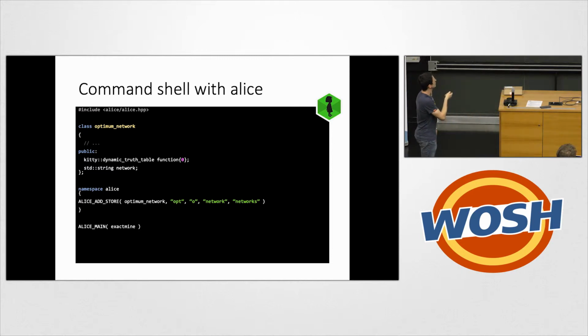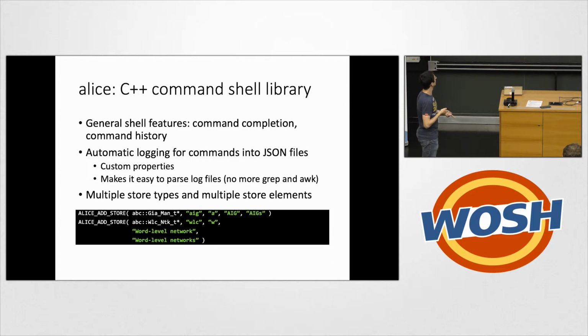Okay, let's look at Alice. Alice is a command shell interface, a command shell library, C++ code. We have a bit of macro syntax here to make it a bit nicer. And you say you want a main function, you want a store, and in the store should be optimal networks. Then there's some stuff to just tell the compiler how these store elements are named and so on. Okay, and in the store we want to store a truth table, and we want to store the string of this network when we found it.